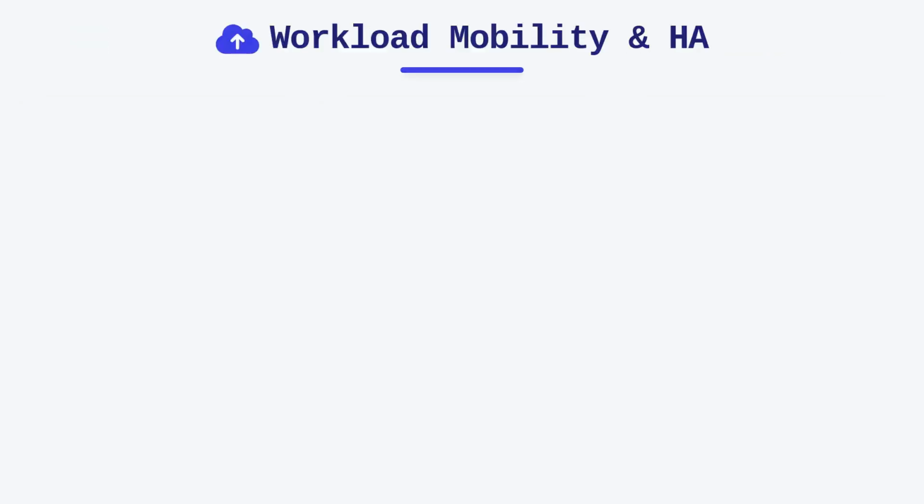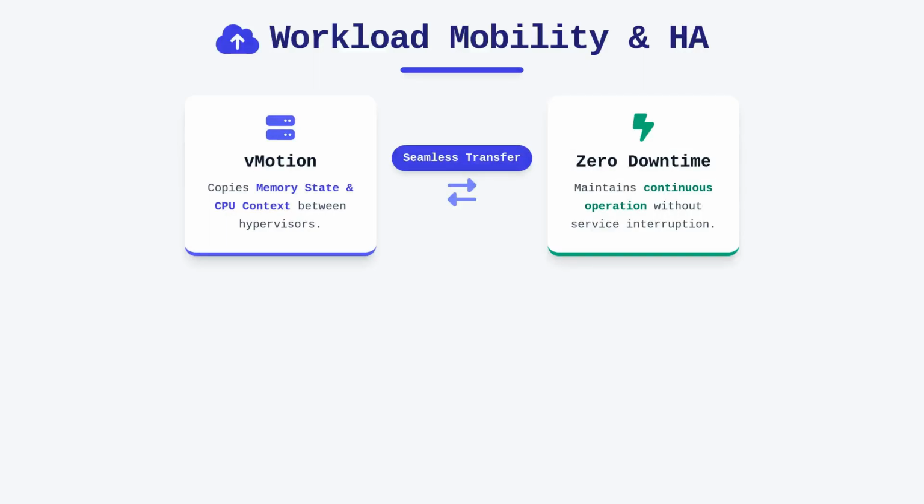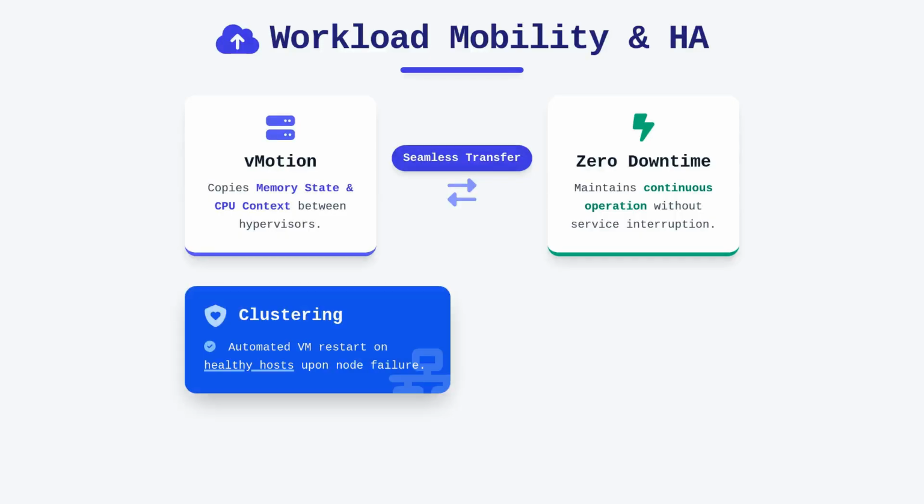When looking at moving workloads between physical hosts, vMotion and similar migration techniques allow for seamless operations without downtime by copying the memory state and CPU context between hypervisors. This capability is fundamental to building a high-availability environment, as it enables the implementation of clustering and distributed resource scheduling. Through clustering, we ensure that if a physical node fails, the virtual machines can be automatically restarted on a remaining healthy host.